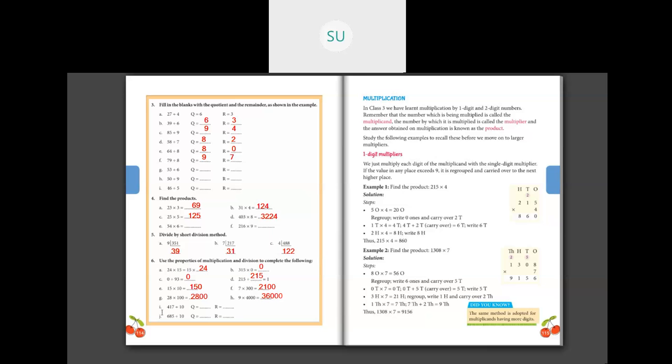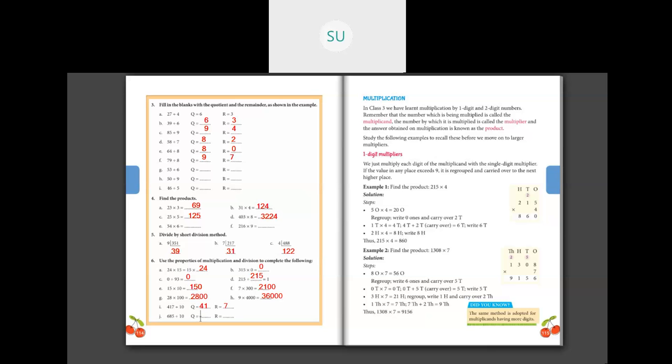Now 417 divided by 10. So when you divide a number by 10, 100, then first you see how many zeros are there. So in 10 we have 1 zero. Because 10 has only 1 zero, the last digit of the number will be your remainder. So 7 is your remainder and the remaining digits will be your quotient. So 41 is the quotient and 7 is the remainder.